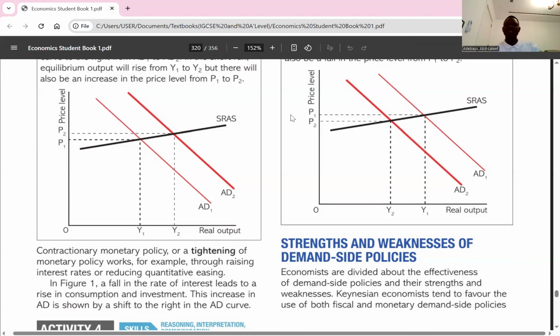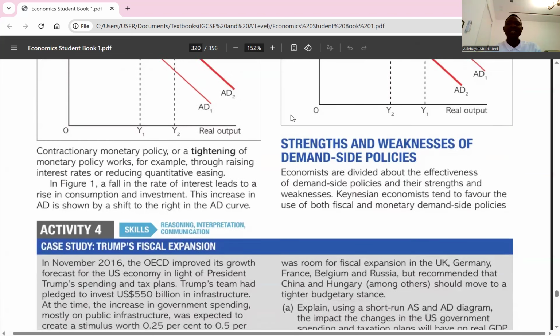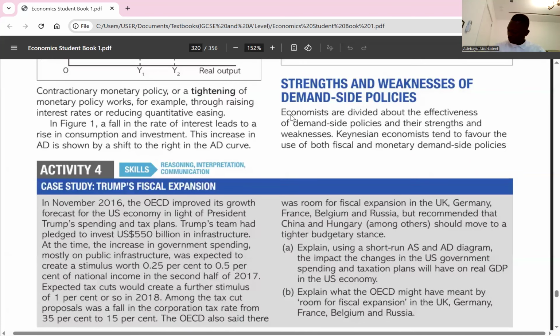So that takes us to the strengths and weaknesses of demand-side policies. Are you there? Yes.